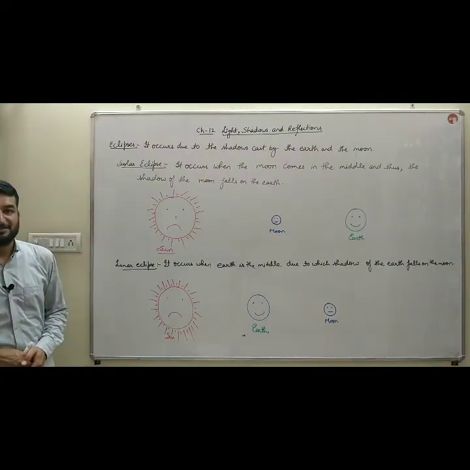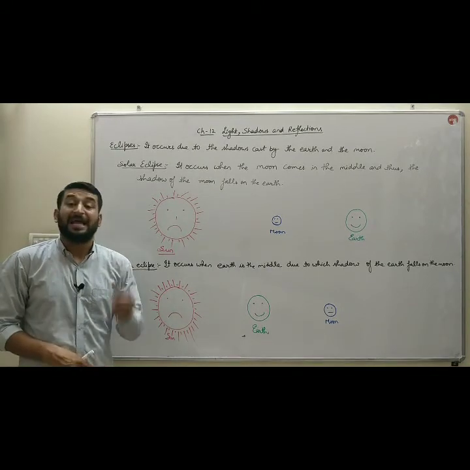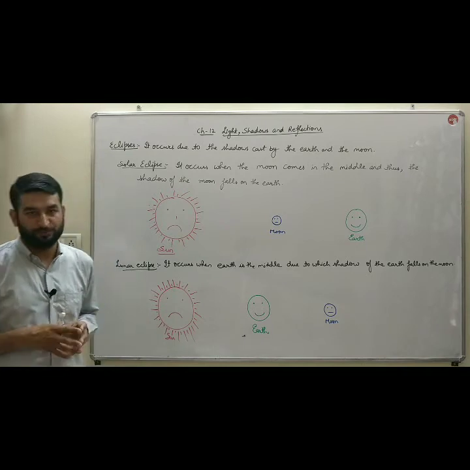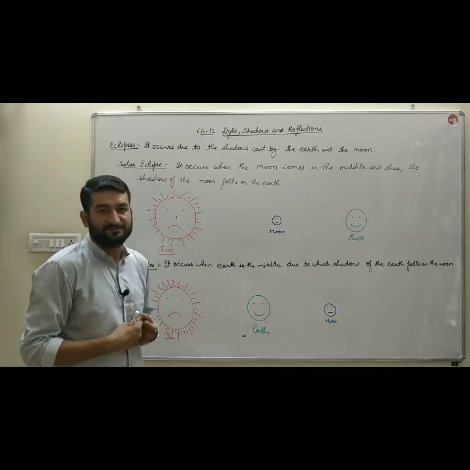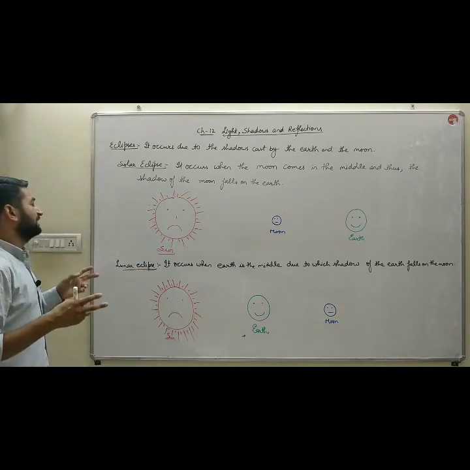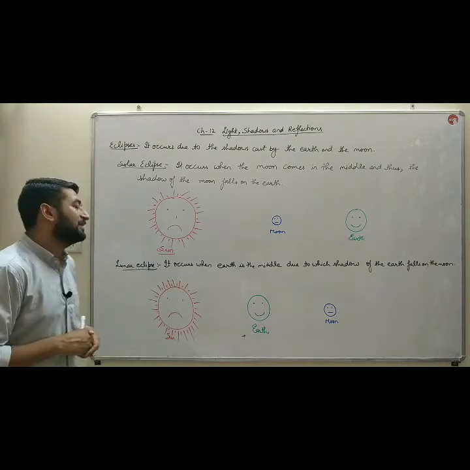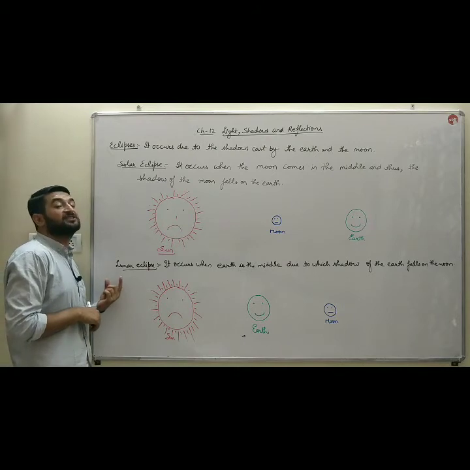Now we will discuss eclipses. Eclipses also result from the formation of the shadow of one body over the other. There are two types of eclipses. One is the solar eclipse, Surya Grahan, and the other is the lunar eclipse, that is Chandra Grahan.